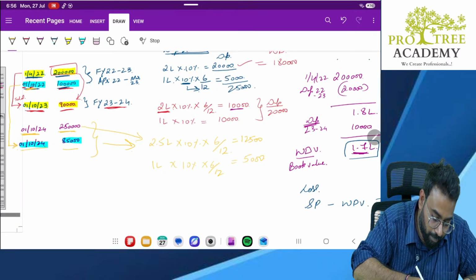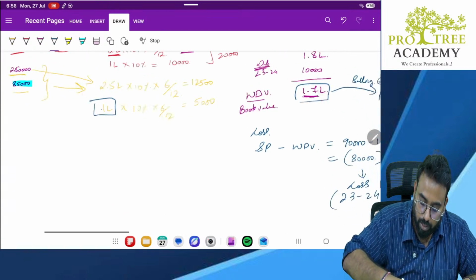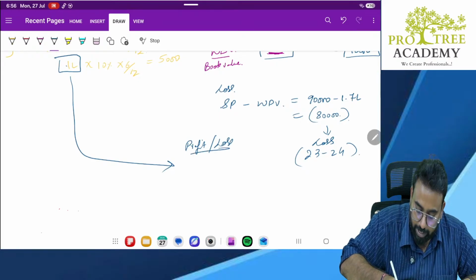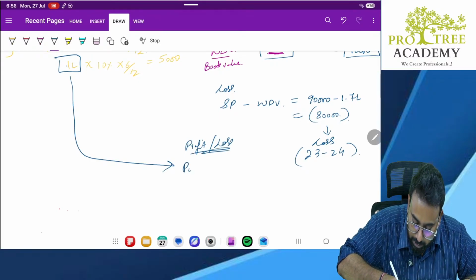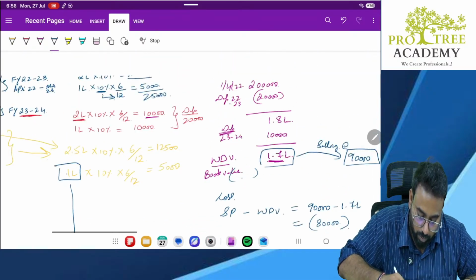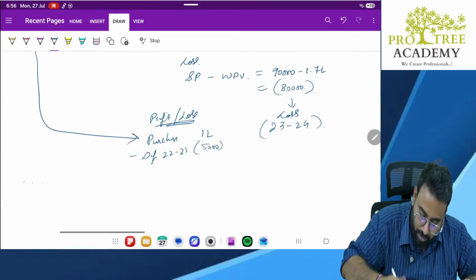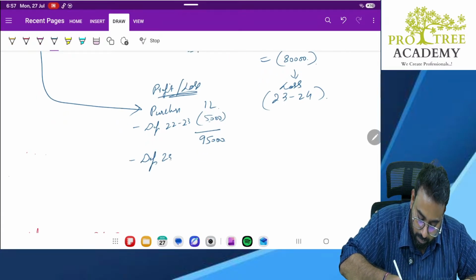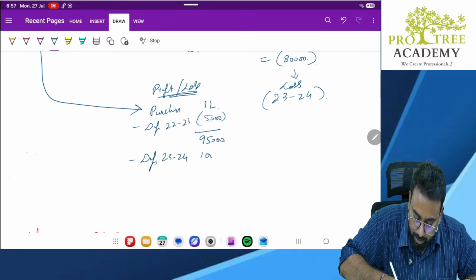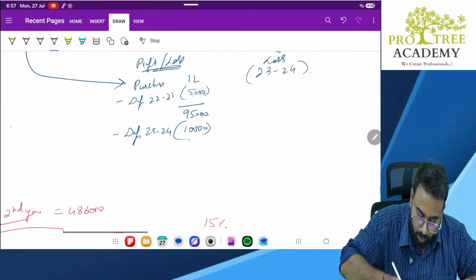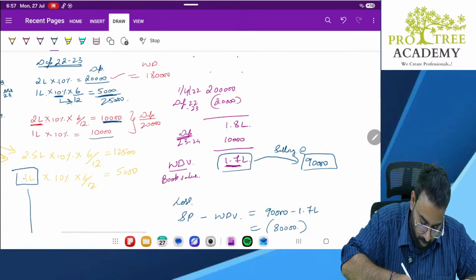Yes. Now again coming back. This asset is sold. So whenever there is a sale, there will be profit or loss. Yes or no? Okay. So what is the purchase price of this machinery? It was 1 lakh. What was the depreciation for 22-23? It was 5,000. Correct? Now what is the WDV? 95,000. Now what is the depreciation for 23-24? It was 10,000.